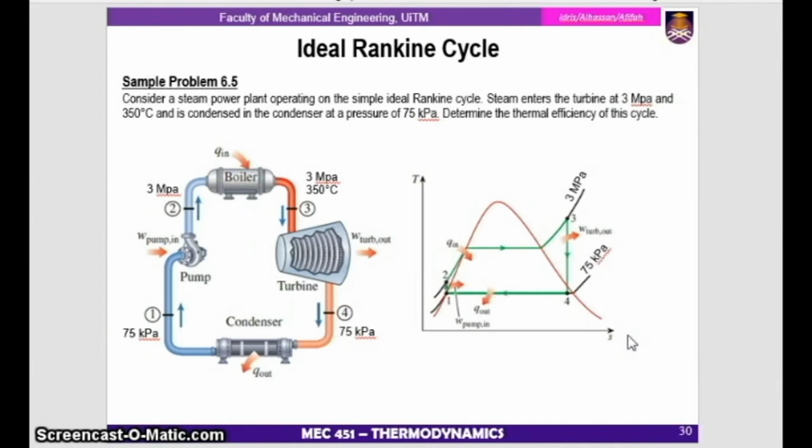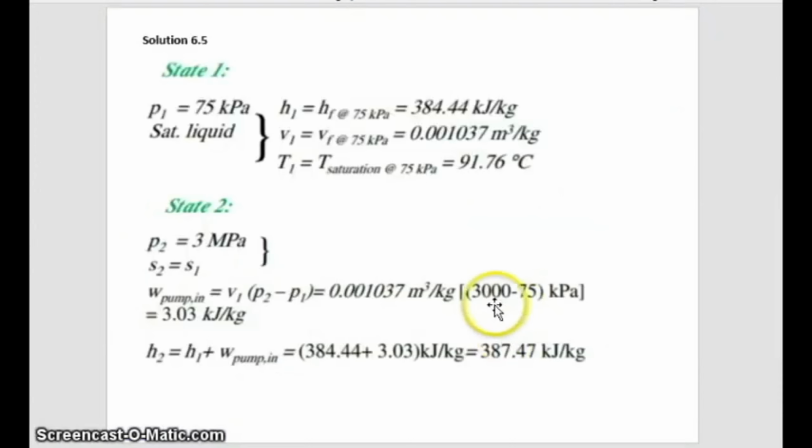Okay, and then you have to calculate or find each step, from step number 1 to step number 4. For step number 1, you know that P1 is 75 kilopascal. At this state, h1 is equal to hf.